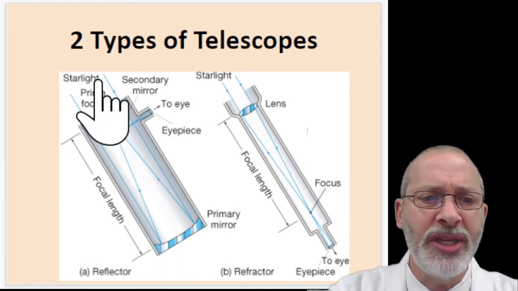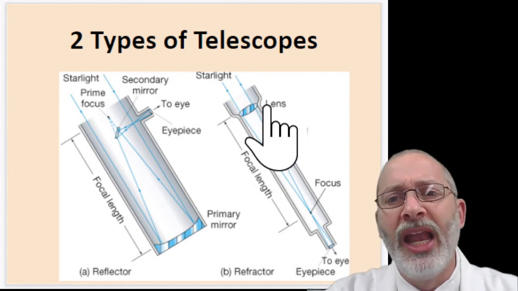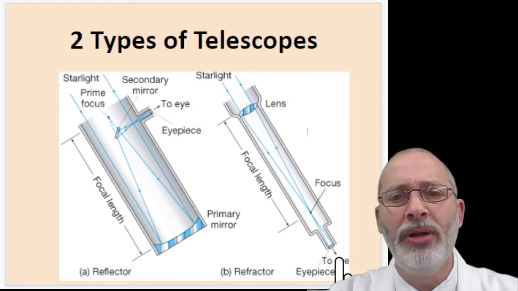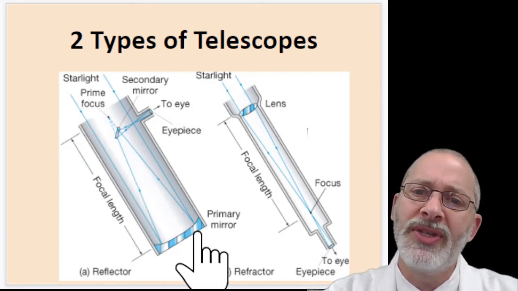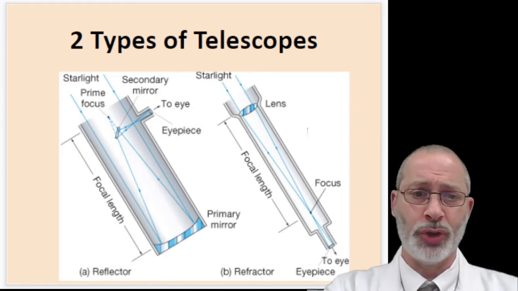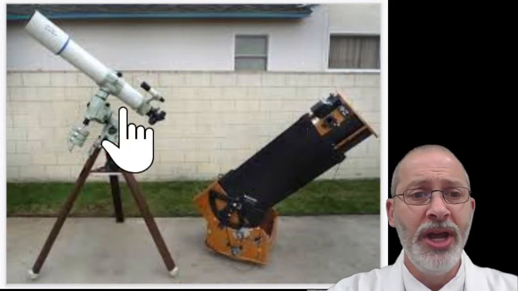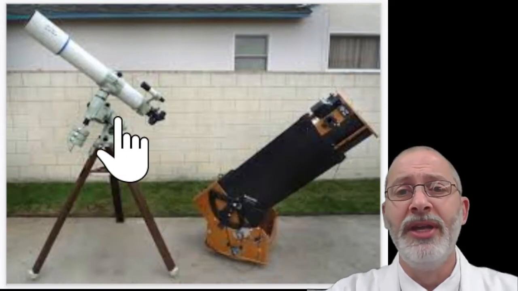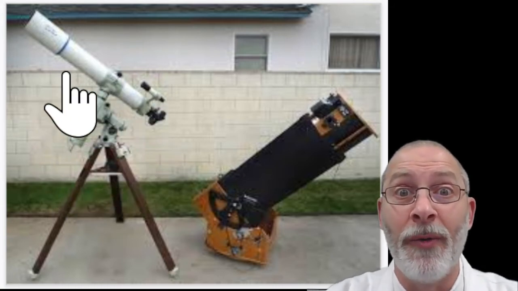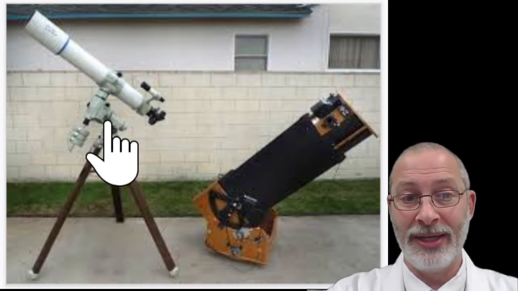And if we just look at these diagrams here for a moment, the one on the right uses a lens in order to focus light to the eyeball, and the other telescope uses a mirror in order to focus light to the eyeball. So this is a picture of these two types of telescopes. How many of you have a telescope that looks something like this at home? This is called a refracting telescope.